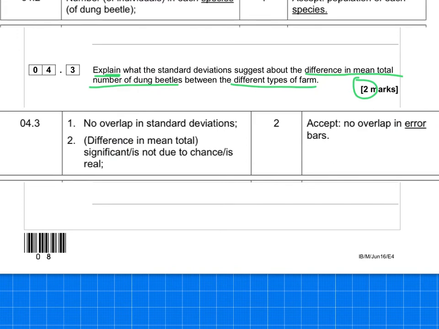What's interesting about the answer to this question is that it doesn't want you to describe, so be very careful to read the command word, which is explain. So it wants you to talk about the standard deviations. It doesn't want you to give any data, it doesn't want you to use the graph to describe the number of dung beetles in each of the different types of farms.